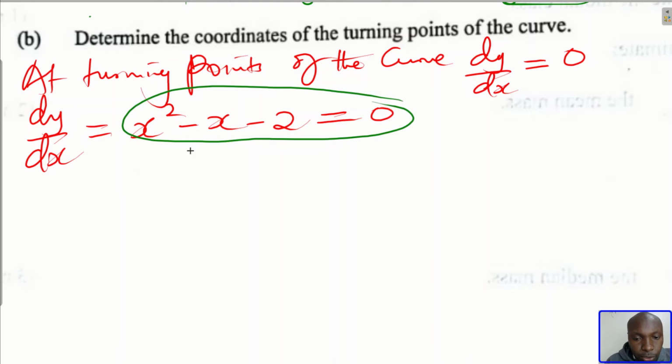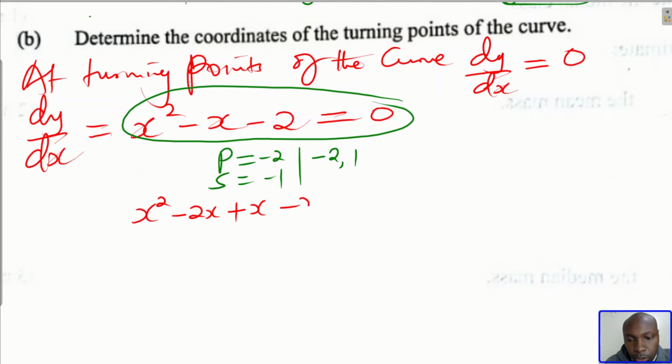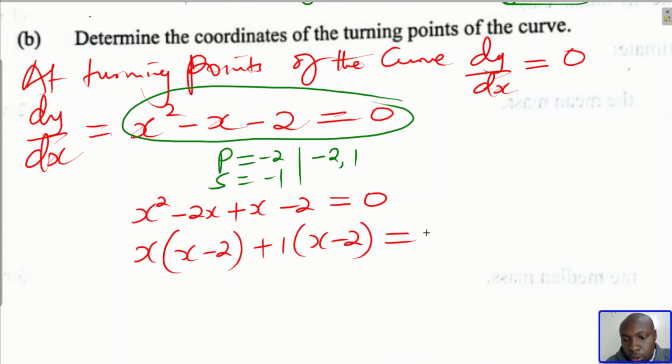So let us solve this equation. You can use any suitable method. Let me use factorization. Get two numbers whose product is negative 2 and the sum is negative 1. These numbers are negative 2 and 1. So this will give x squared minus 2x plus x minus 2 is equal to 0. So therefore we shall have x(x minus 2) plus 1(x minus 2) is equal to 0. So this will give (x plus 1)(x minus 2) is equal to 0.